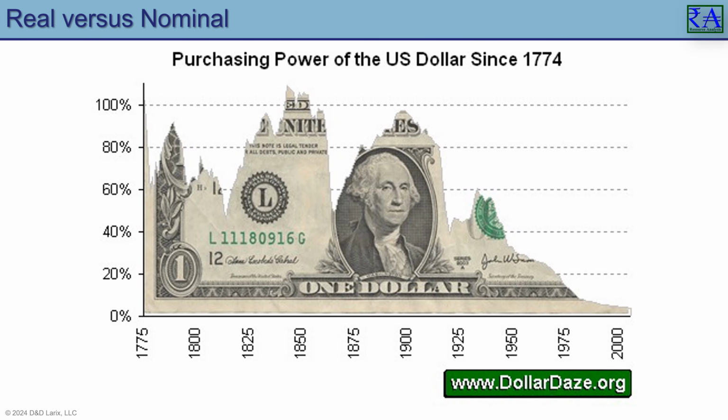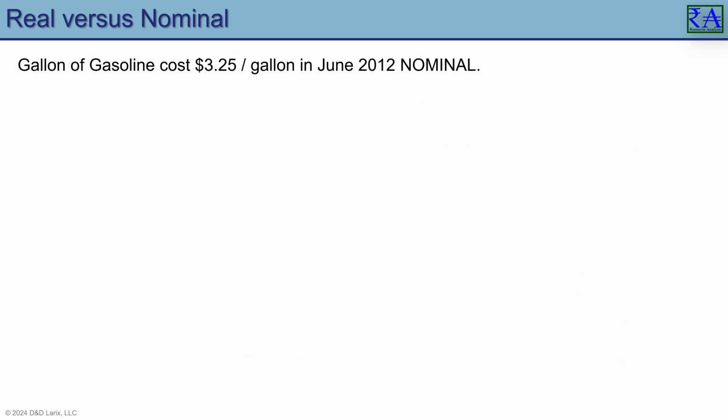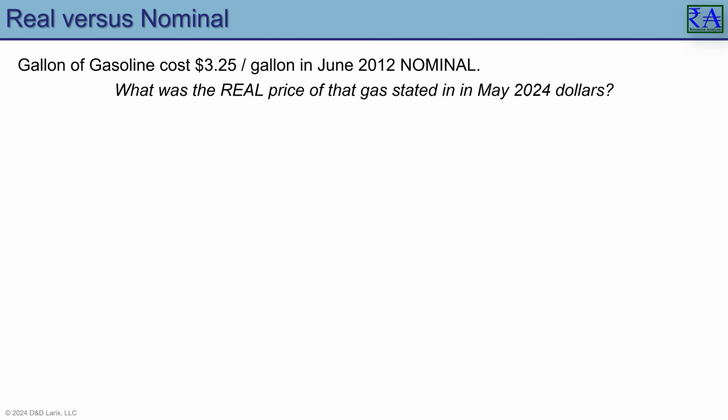The slide shows an image of a $1 bill and a line graph illustrating the purchasing power of the US dollar since 1774. The graph highlights key points such as peaks and troughs corresponding to historical events. A step-by-step calculation is shown on the slide to demonstrate how to adjust nominal prices to real prices using CPI values. I introduce you to an important concept in economics: real values versus nominal values. Understanding these terms and how to graph them is crucial for analyzing economic data.